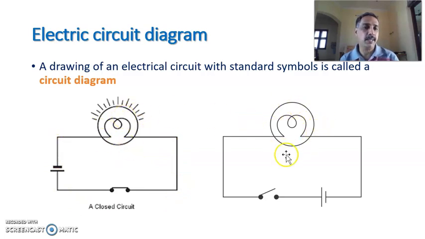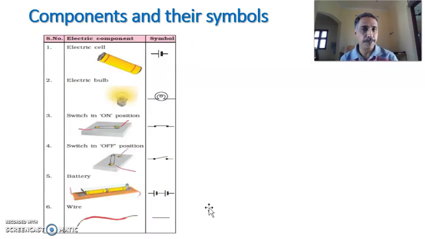Here in the next adjacent diagram, the switch is in the open position. That means there is a gap. So current will not flow through this circuit. As a result, the bulb will not glow. So a drawing of an electrical circuit with standard symbols is called a circuit diagram.